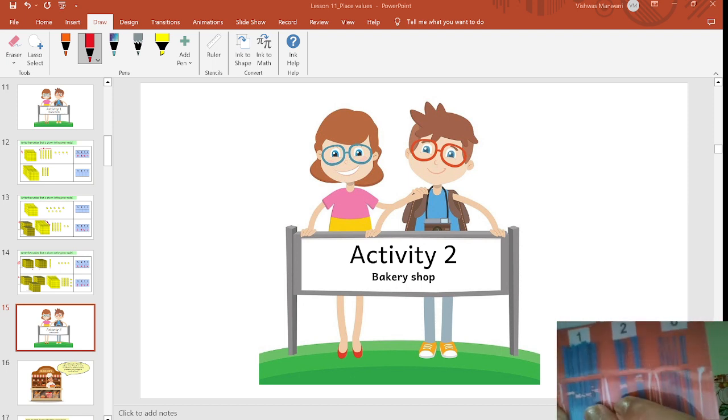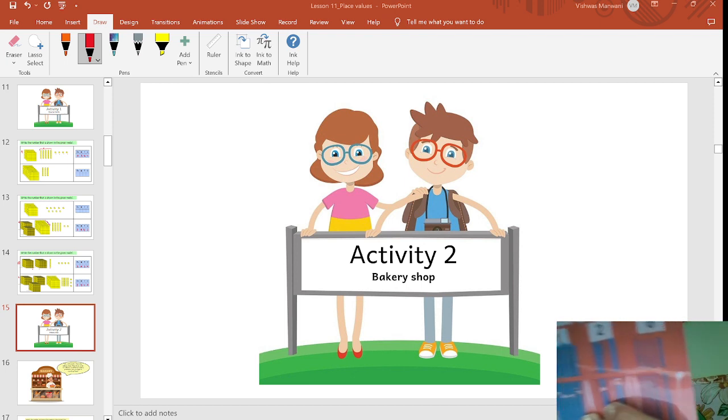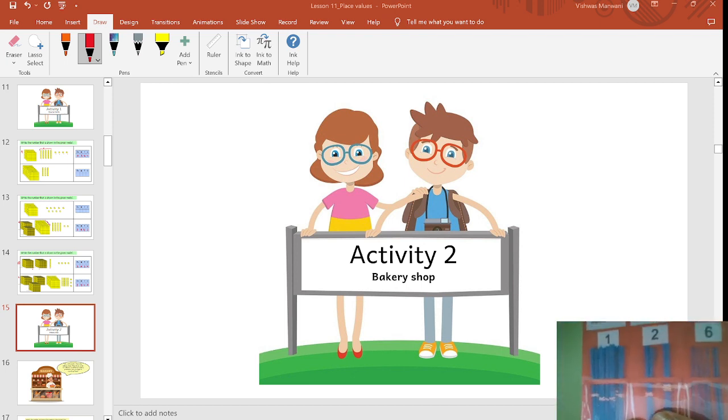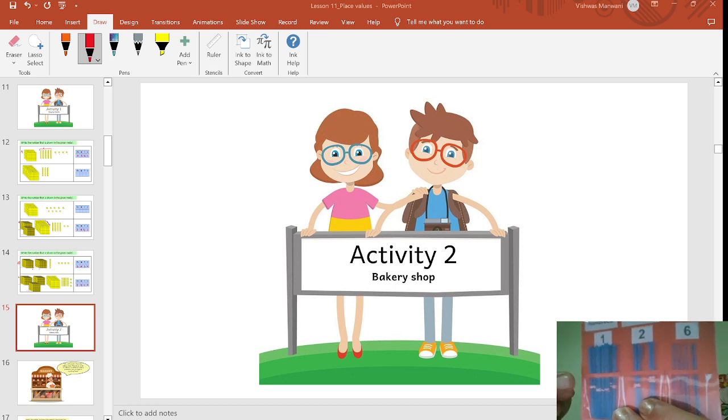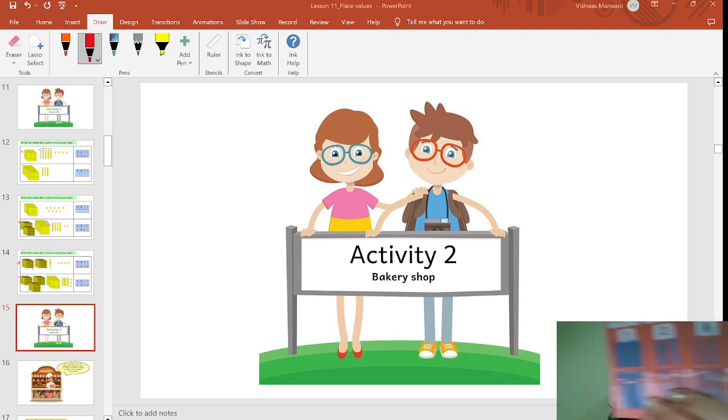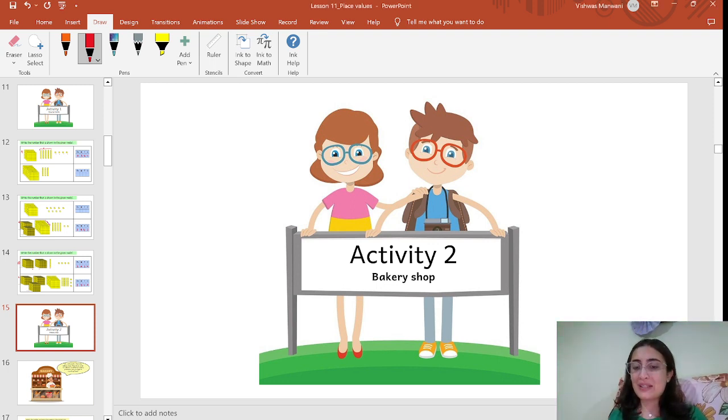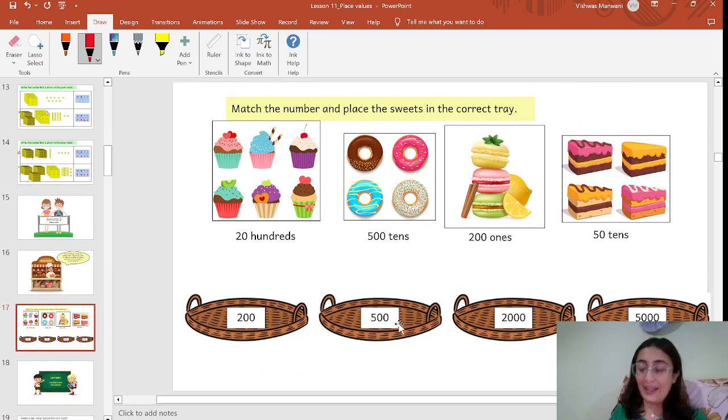Now, coming to the last image, you can see that there are 10 bundles of 10 straws. So 10 multiplied by 10 is 100, which means that my digit at the hundreds position becomes 1. I hope this concept is thoroughly clear to you, because we'll be using it in our further exercises also. Now let's come to the second exercise. This is actually very interesting.